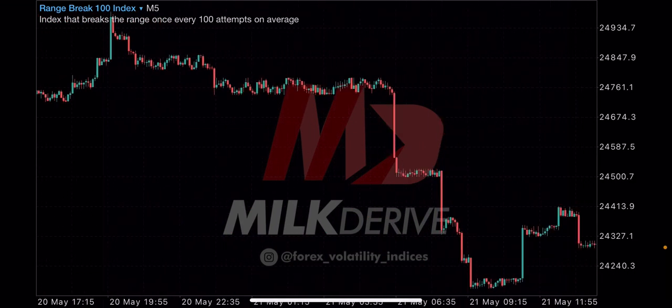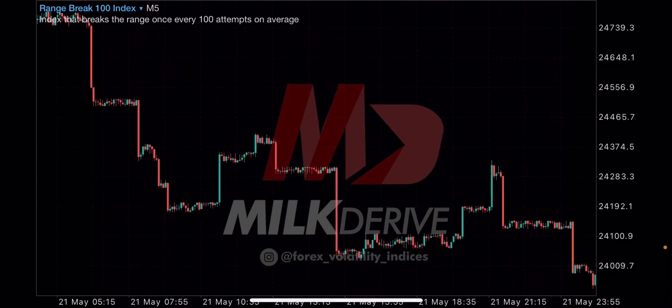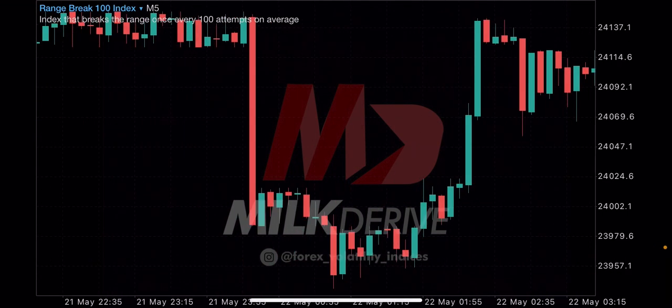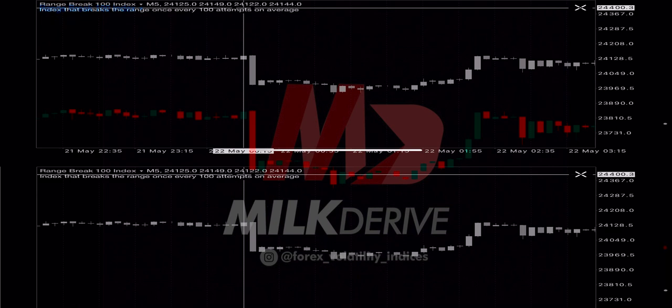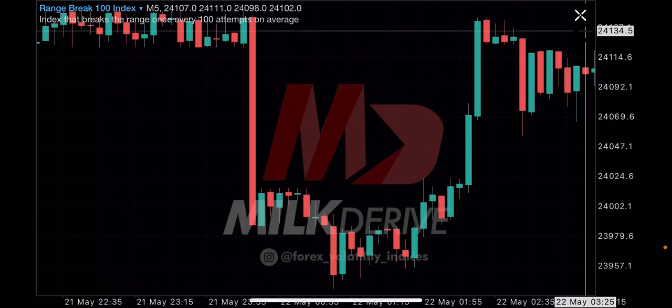It breaks a range once on every 100 attempts. On average, it breaks a range. Look at how with this, all these are formed in 1 minute.